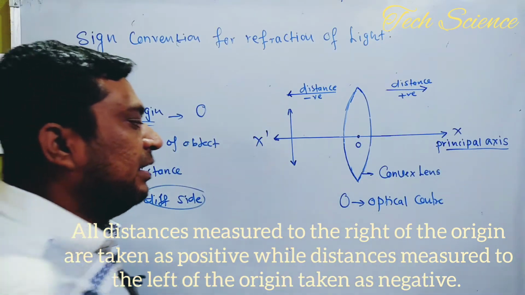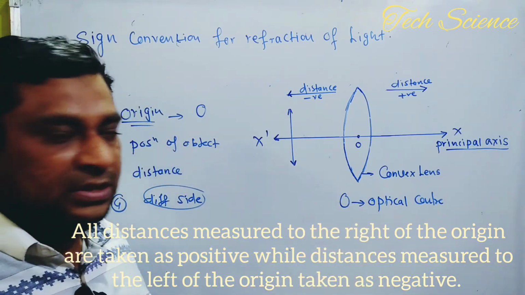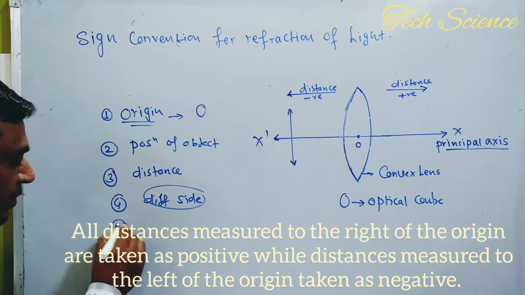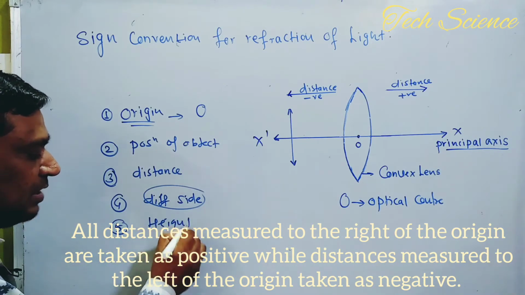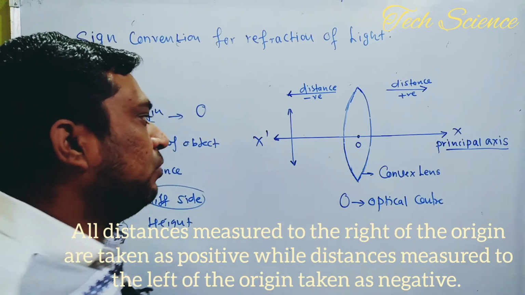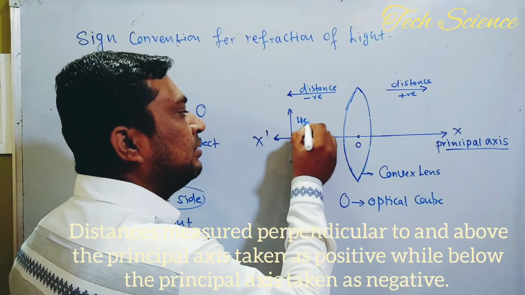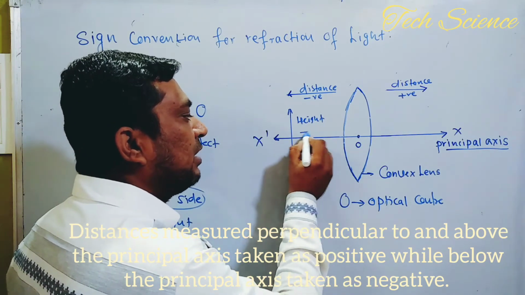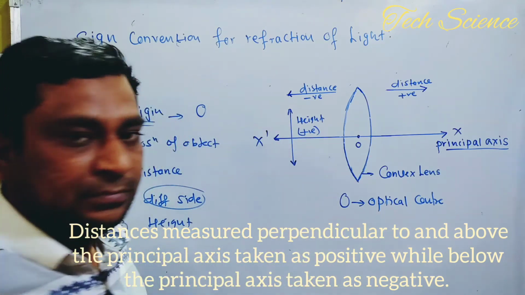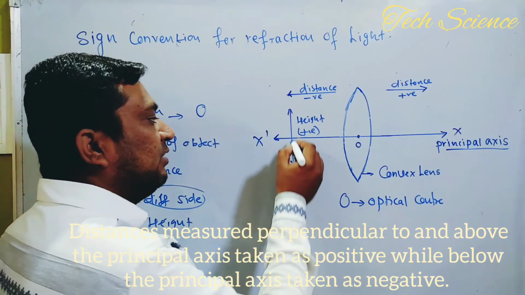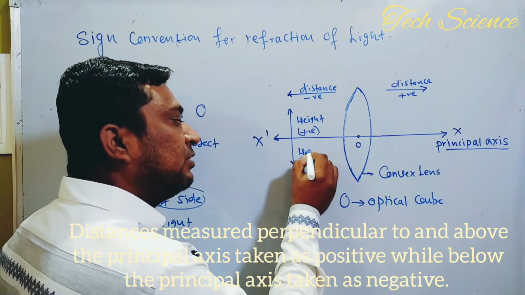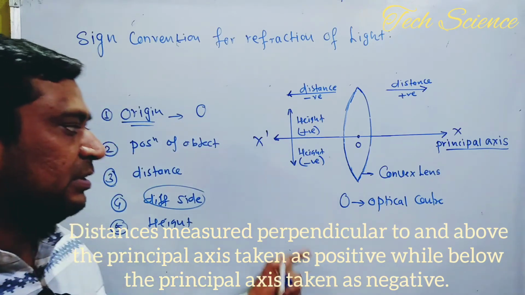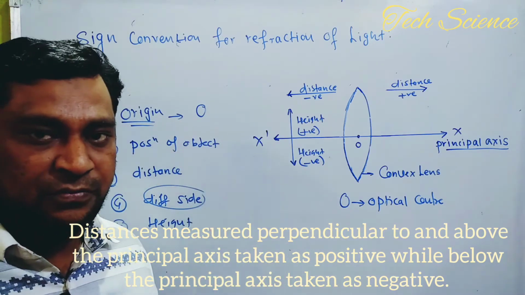This is the thing regarding the sign convention of the spherical lenses. What about the height of the object? This is the fifth point. We can say that the distance which is perpendicular to the principal axis and above, it is called height, and is considered positive. And all the distances which are perpendicular to and below, they all are considered as negative. This is the next sign convention for the refraction of light.